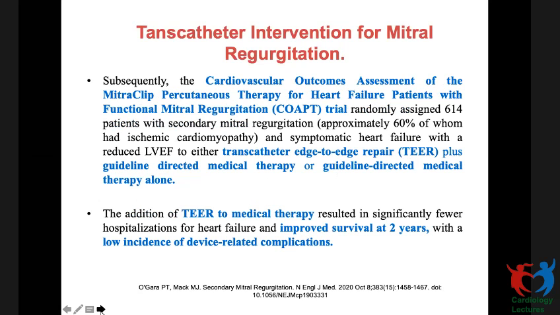Subsequently, the Cardiovascular Outcomes Assessment of the MitraClip Percutaneous Therapy for Heart Failure Patients with Functional Mitral Regurgitation randomly assigned 614 patients with secondary mitral regurgitation, approximately 60% of whom had ischemic cardiomyopathy and symptomatic heart failure with a reduced LV ejection fraction, to either transcatheter edge-to-edge repair plus guideline-directed medical therapy or medical therapy alone. The addition of TEER, that is edge-to-edge repair, to medical therapy resulted in significantly fewer hospitalizations for heart failure and improved survival at 2 years with a low incidence of device-related complications. So this is a landmark trial which showed a very good outcome for MitraClip.